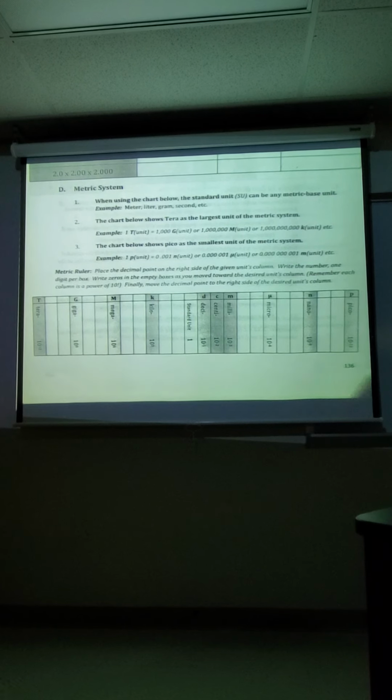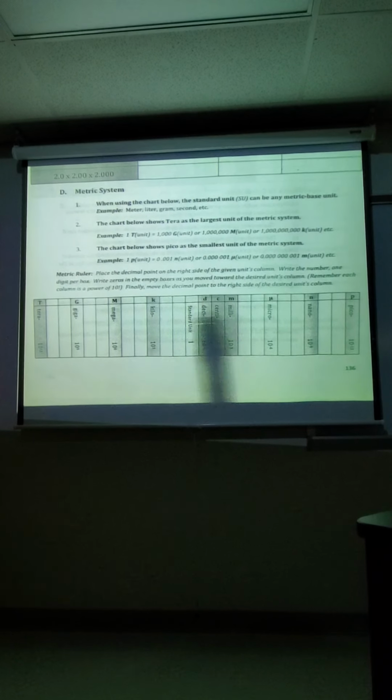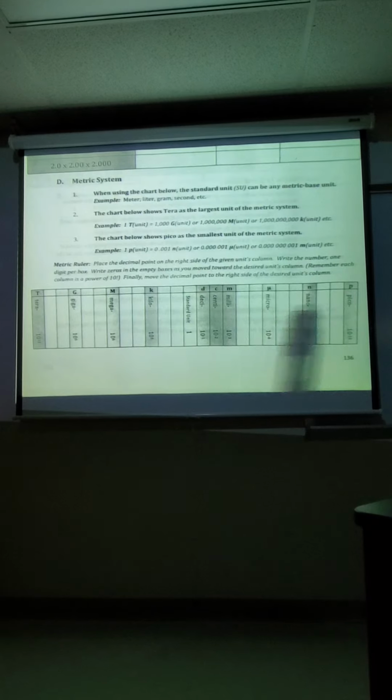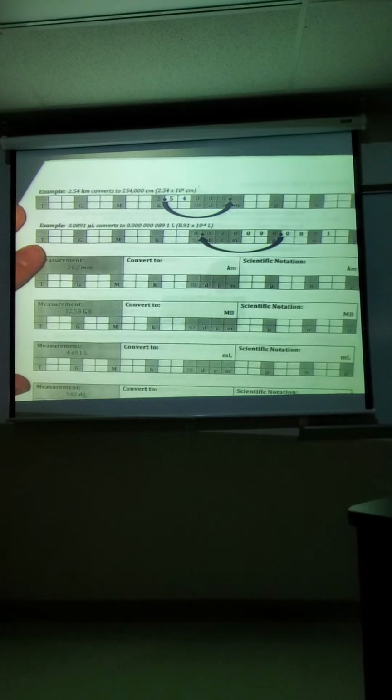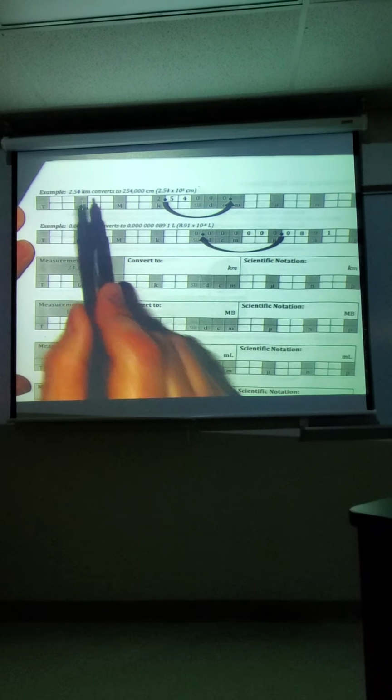What's nice about these rulers is you don't have to use a calculator if you just plug the number in and then add or take away zeros to find the new conversion. So let's try that on the next page. So notice here we have 2.54 kilometers.